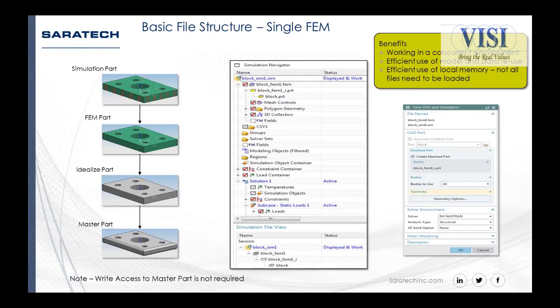In our FEA world, we're going to take an idealized part. In our idealized part, we're going to remove rounds, fillets, blends, things like that. So we're going to do some model defeaturing. Then we're going to create a finite element model, a FEM part, which controls properties, materials, things like that. Then we're going to create a simulation part. At the sim level is where we apply our boundary conditions and where we would solve our model. So that's the basic file structure for Simcenter.